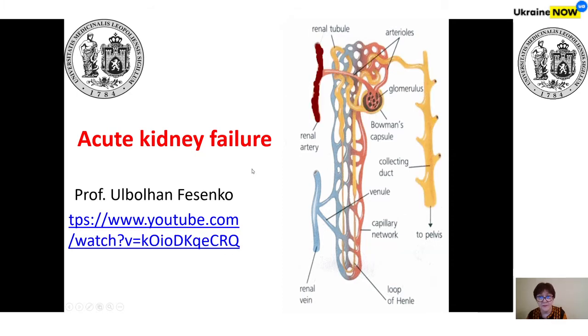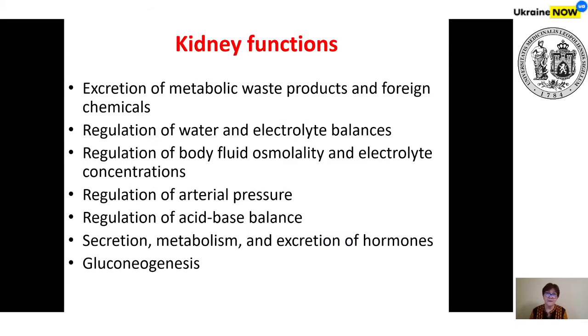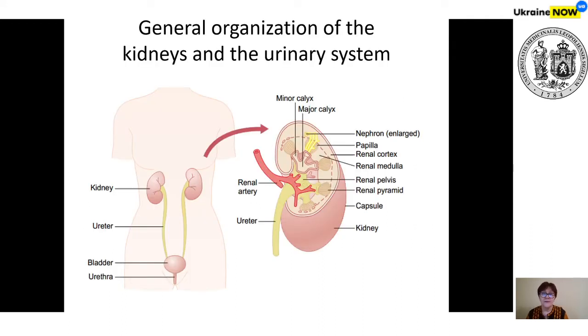Let's start with kidneys. Kidney functions in the human body: excretion of metabolic waste products and foreign chemicals, regulation of water-electrolyte balance, acid-base balance, and extracellular fluid osmolarity, regulation of arterial blood pressure, secretion, metabolism, and excretion of hormones, and gluconeogenesis. I think you remember the anatomy of the kidneys and the urinary system.